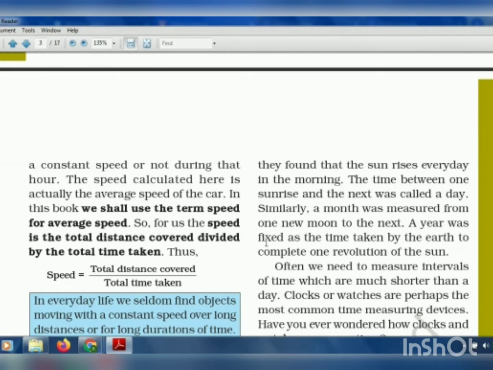Then a year was fixed as the time taken by the earth to complete one revolution, that is one circle around the sun. Or otherwise you can consider it also as the seasons. Once all the seasons are completed, we can say that one year has been completed. So these are the ways how the people in the past came to know that it's a day, it's a night, or it's a month, or it's a year. They counted all these things through the natural things occurring in nature.